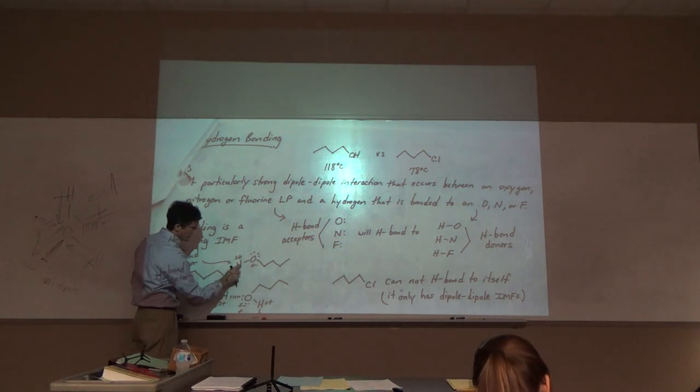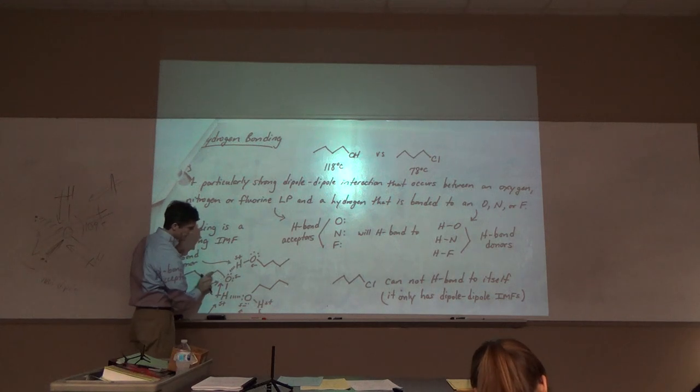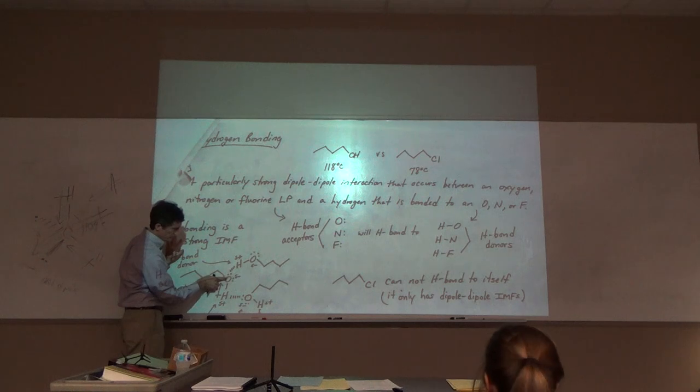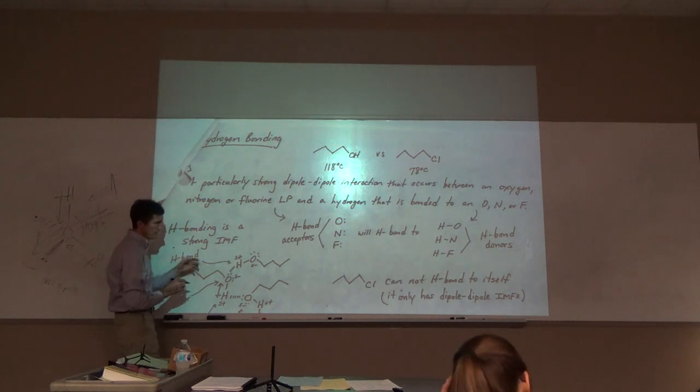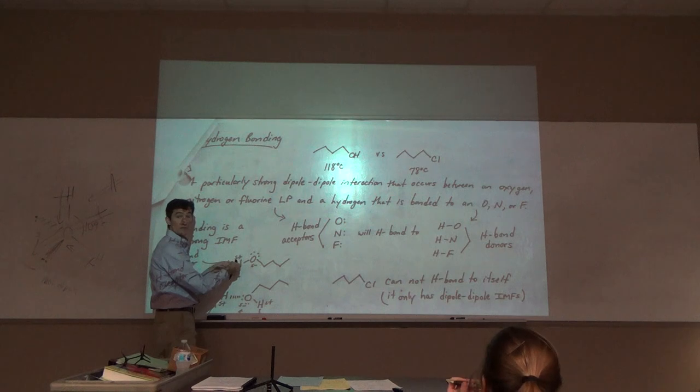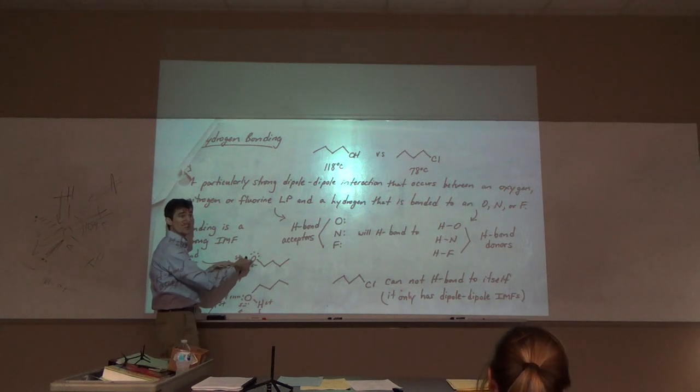We have a dipole here that's partial negative, partial positive. This positive atom can interact with the partial negative of another dipole-dipole interaction. But here it's called hydrogen bonding. Because when you're dealing with an H that's on an oxygen, it's particularly strong. And it's so strong that it gets its own name, hydrogen bonding.